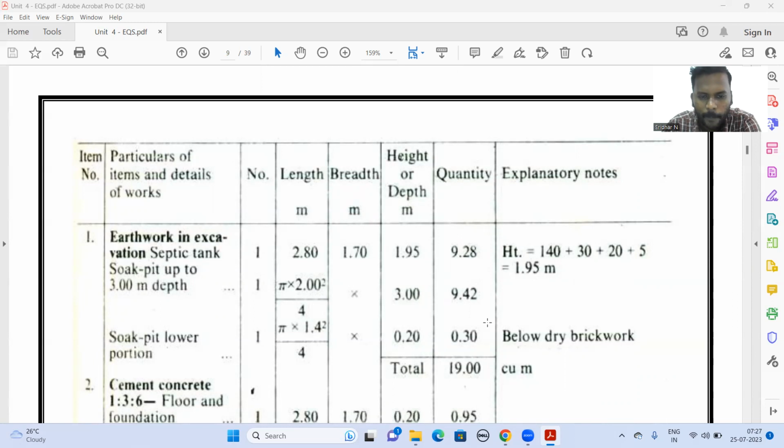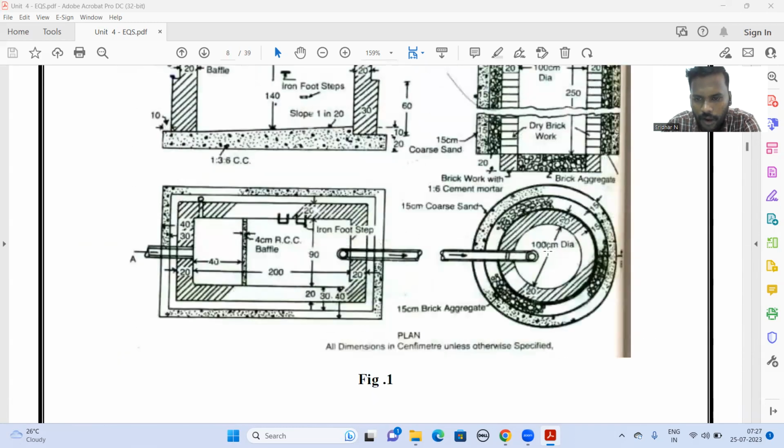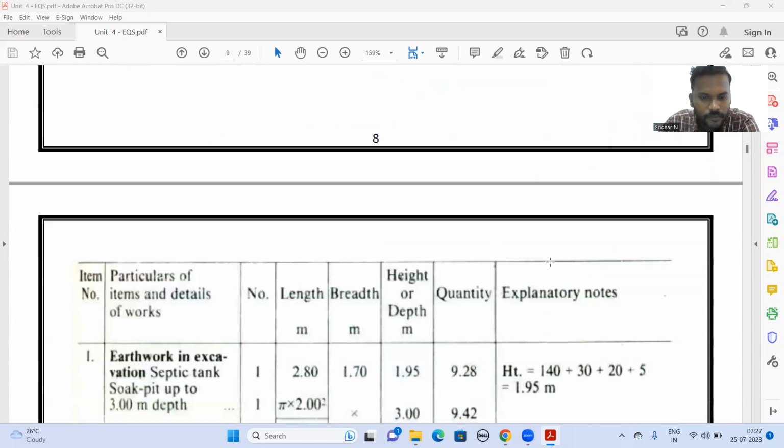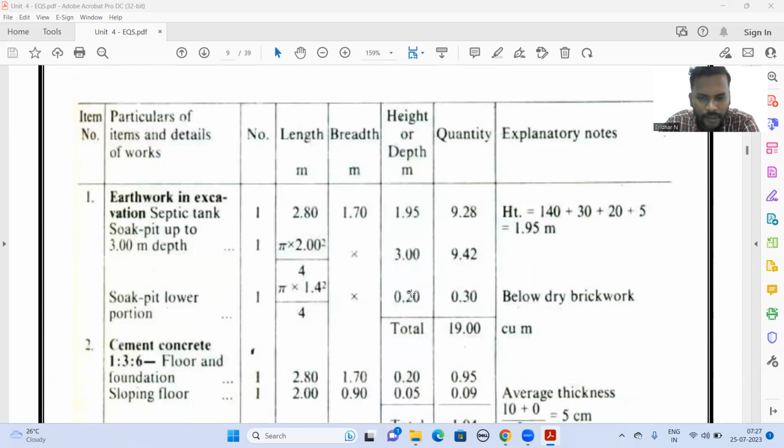Again, the lower portion is 1.4 meter only. So this 100 plus this 20 and this 20 only for the lower portion. If we extend those portions, it will come around here only. So your lower portion diameter is only 1.4 meter only, sorry. And again, the lower portion depth is 0.2 meter.